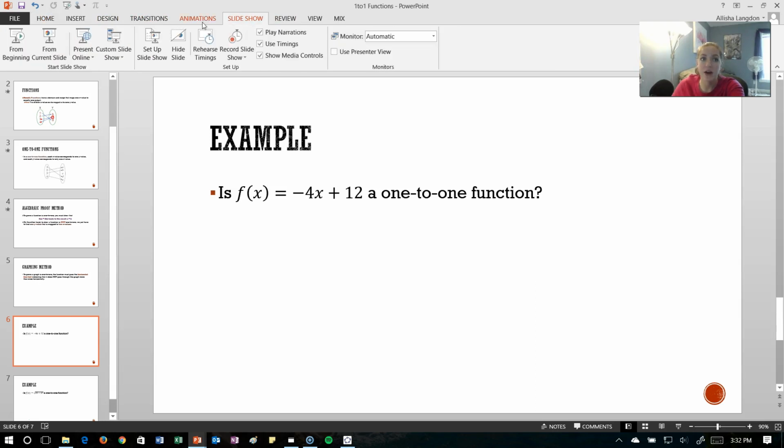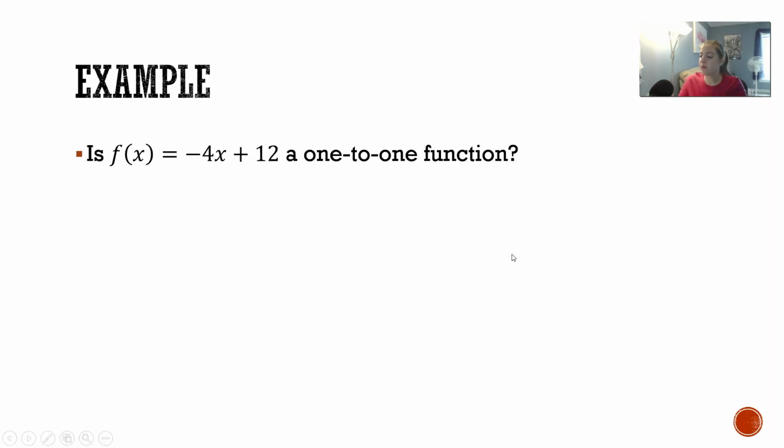Another way is to do it algebraically. So let's go ahead and prove it algebraically. To prove it algebraically, you're going to let f of a equal f of b. So you're essentially saying that two y values are equal. Now we need to prove that a and b are in fact equal. So we're going to replace all of the x values with a on this side, and on the right-hand side we'll take all of the x values and replace them with b.